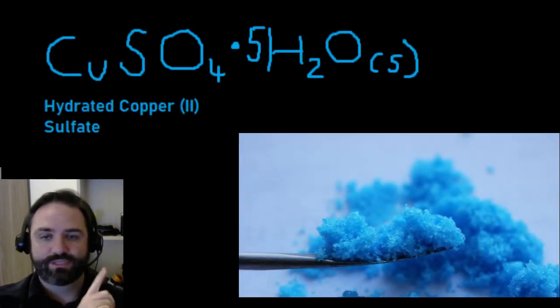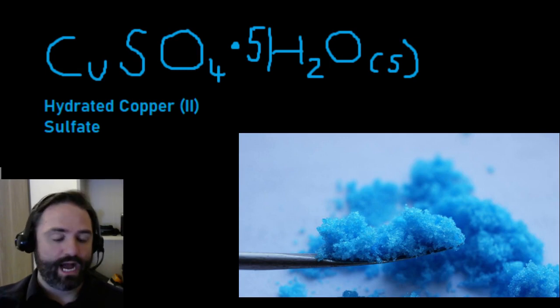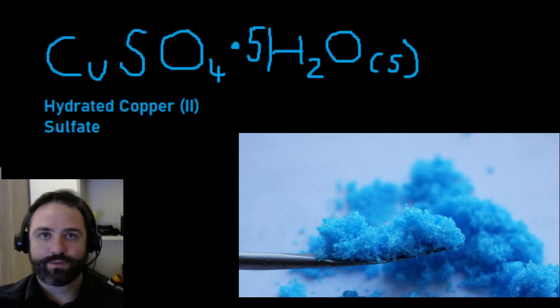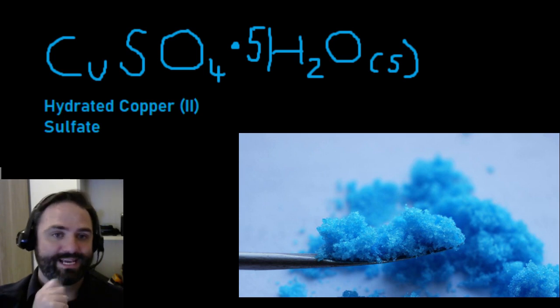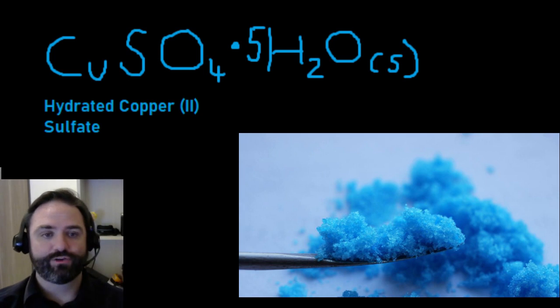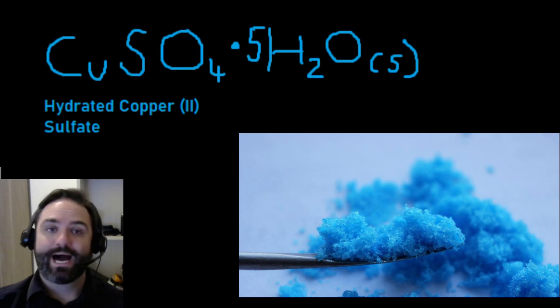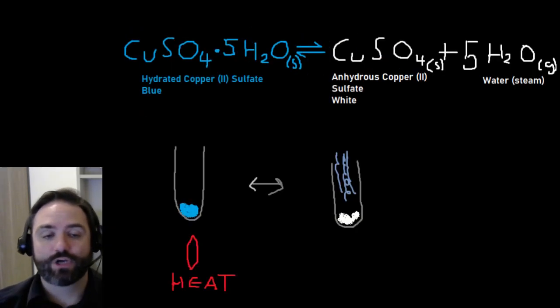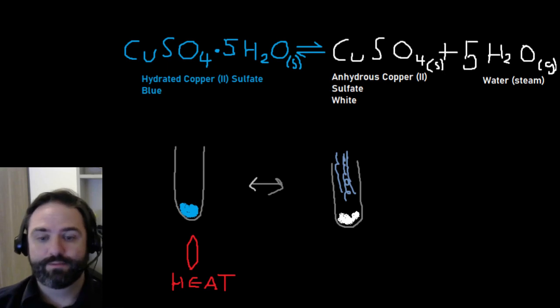A good example of this would be a hydrated salt. A hydrated salt is a salt that contains water of crystallization, represented like this. So this would be hydrated copper(II) sulfate. This would be a blue color. If I heated that, then the water would escape and I would make anhydrous copper(II) sulfate, which is white, and steam, which is water. I could then take that water and put it back in, and I would make hydrated copper(II) sulfate again, which is blue again. So that shows that the reaction is reversible.